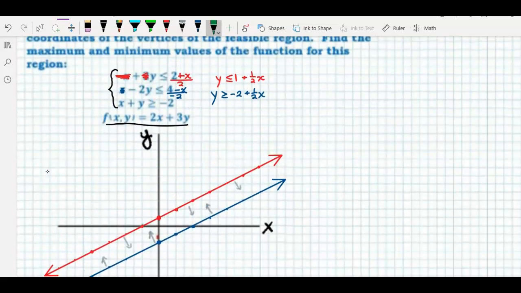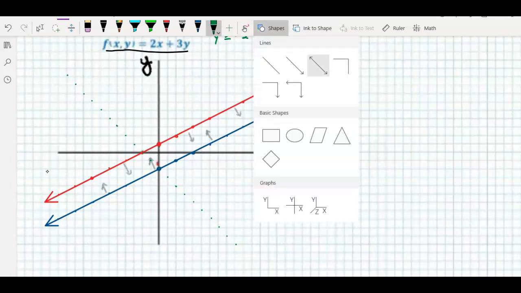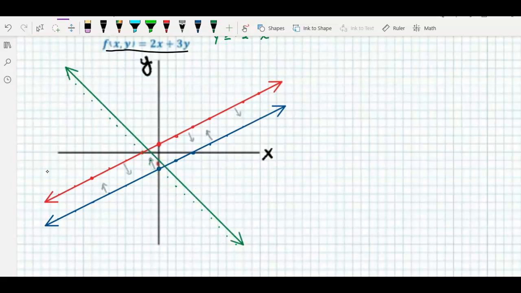Let's grab our third inequality. If I subtract x from both sides, I have y is greater than or equal to negative 2 minus x. So I'll start at negative 2, and I will go down 1, right 1, or up 1, left 1, across my graph, and then I'll grab my line and connect my points.